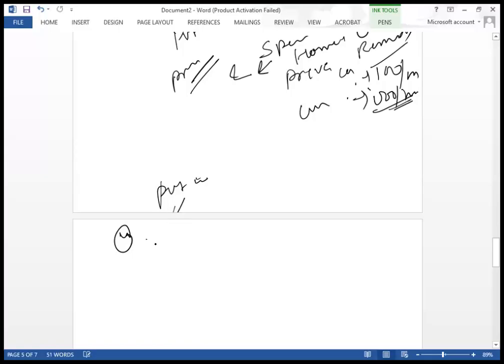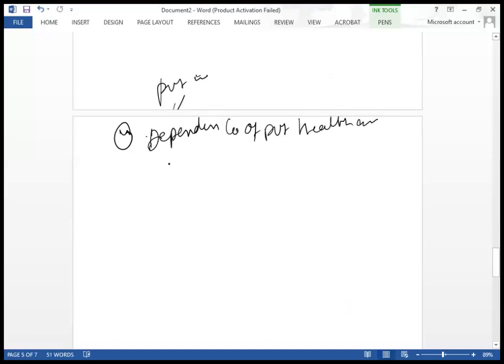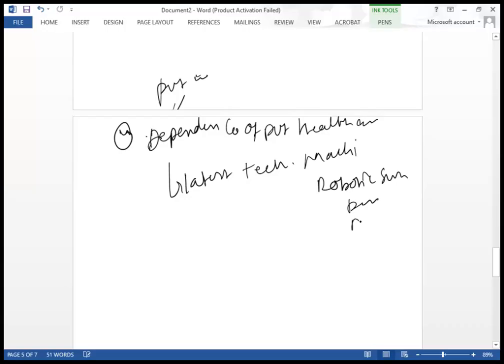Because we have dependence on private healthcare. Why? Because of the latest technology and machinery. You have seen, or maybe read in a newspaper or heard from someone, that robotic surgery costs more and is done mostly in private hospitals by qualified, highly skilled doctors.